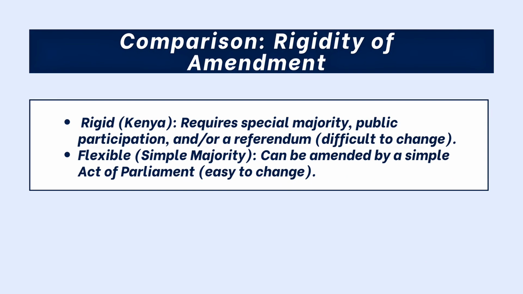Rigidity. Finally, rigidity of amendment. A rigid constitution, like Kenya's, requires a special majority, public participation, and/or a referendum, making it difficult to change. A flexible constitution can be amended by a simple act of parliament.